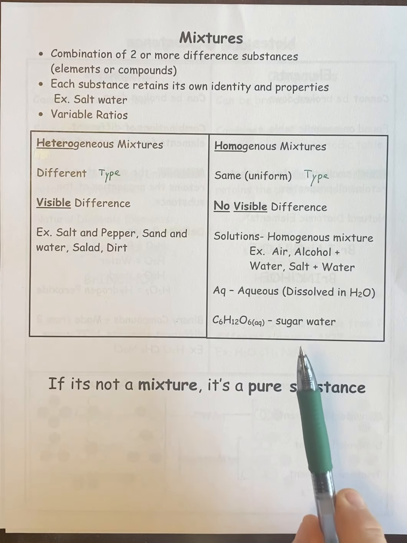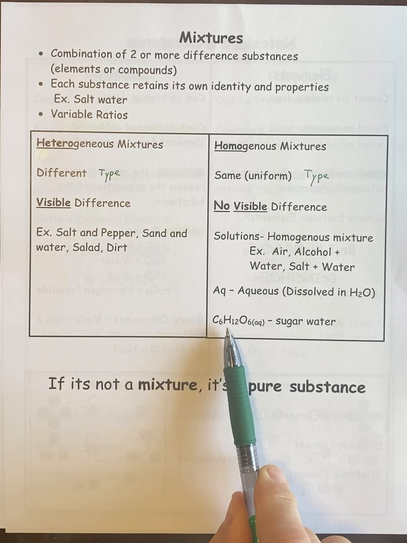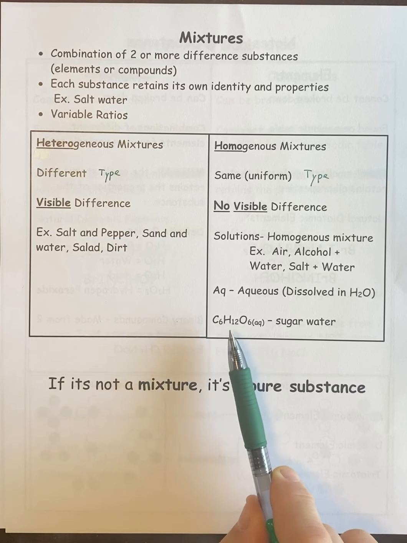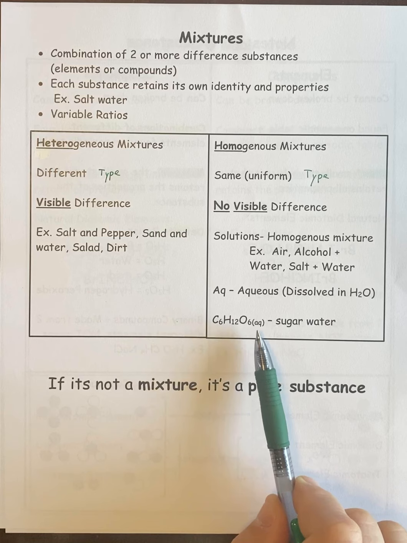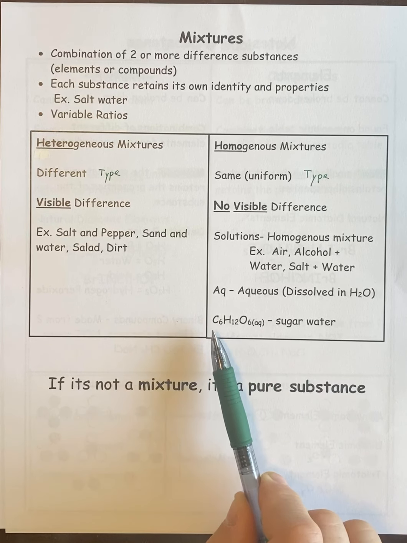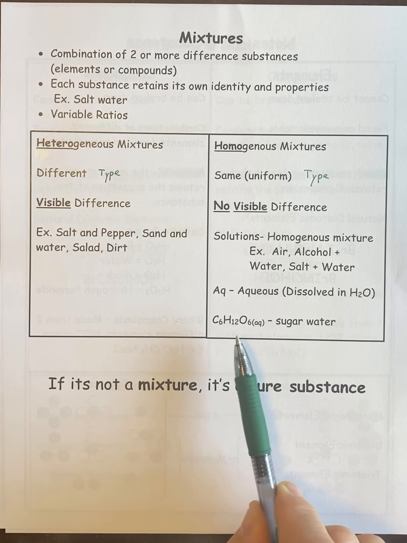So for example, sugar water looks like that. C6H12O6 is the most simple sugar we have. We call that glucose. We should know that already, but it doesn't really matter. The AQ just means it's dissolved in water. So if I had a glass of sugar water, chemically, I would write it out like that.